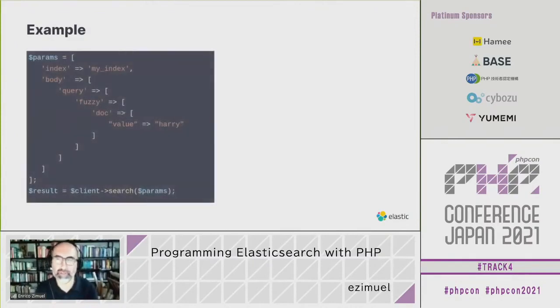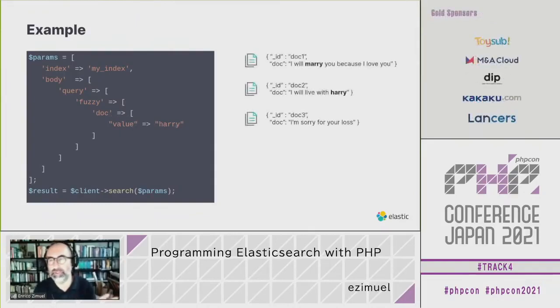And how can we provide this in Elasticsearch-php? We just need to add a specific parameter inside the query of the search. So this is, as usual, a search endpoint, the query. We need to specify that we want a fuzzy search, using the parameters where the value is Harry. So imagine that we have 3 documents inside our Elasticsearch with just 3 strings. The first is I will marry you because I love you. The second is I will live with Harry. The third is I'm sorry for your loss. Just 3 strings.